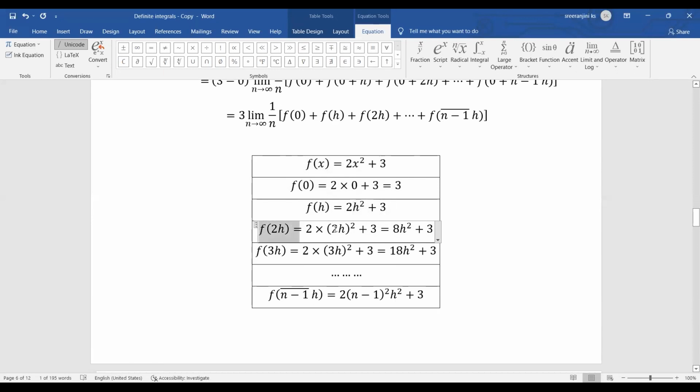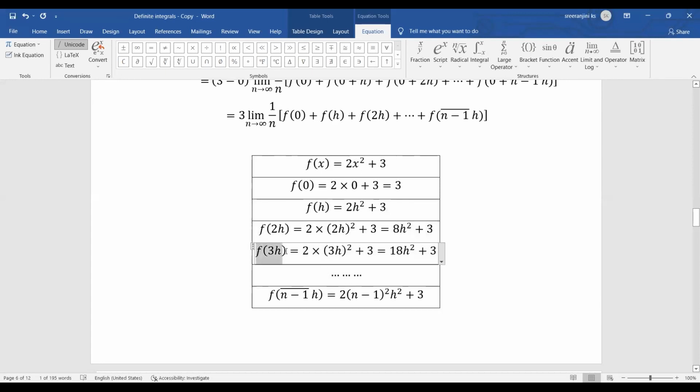Now coming to f of 2h. f of x is 2x square plus 3. So this x should be replaced by 2h. So it will be 2h the whole square. So 2 into 2h the whole square plus 3. And 2h the whole square is 4h square. 4h square into 2 is 8h square plus 3. So 8h square plus 3.